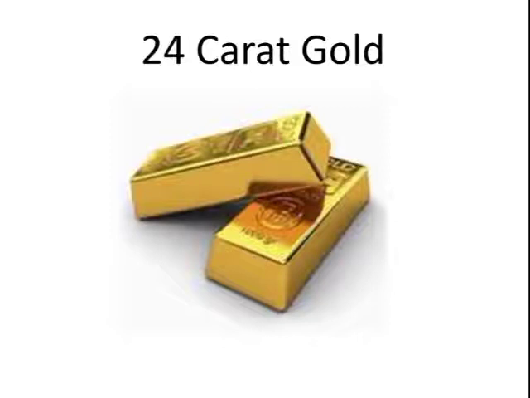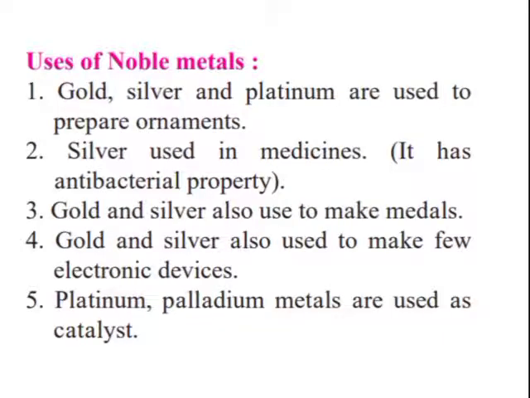Now let's see the uses of noble metals. Gold, silver, and platinum are used to prepare ornaments. Silver is used in medicines. It has antibacterial property. Gold and silver are also used to make medals. Gold and silver are also used to make a few electronic devices. Platinum and palladium metals are used as a catalyst.